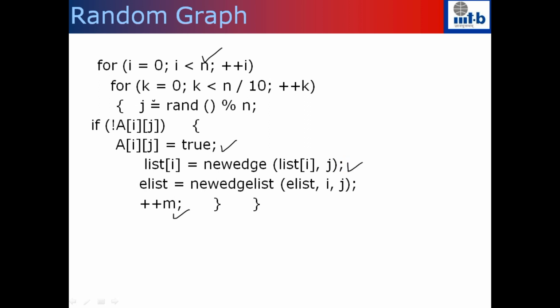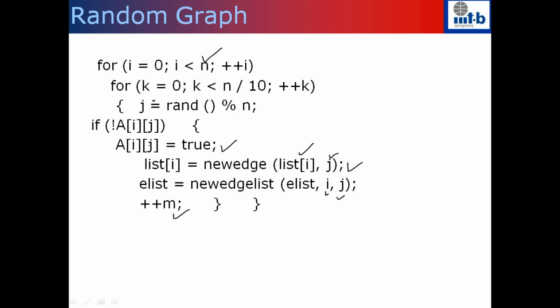The new edge will create a new node with j as the value of the node, and it adds it into the beginning of the list i. For the edge list, the new edge will create a new node and set i, j as the parameters there, indicating that i, j is an edge which has to be added to the edge list. So when I want to add an edge i, j, in the case of adjacency matrix representation, if this edge is not already there, we don't allow duplicate edges in the graph, so I have to check whether this edge is already there.